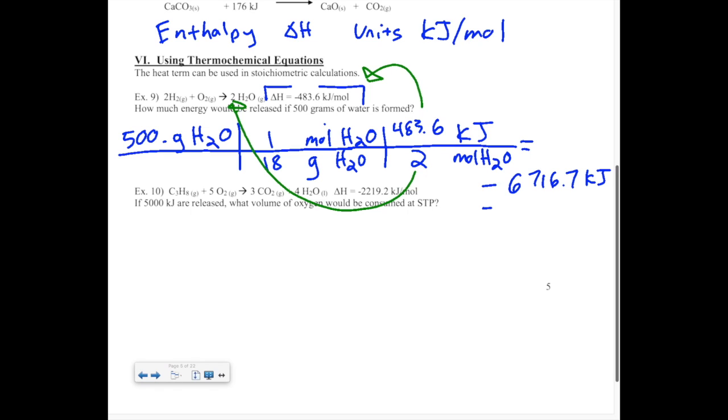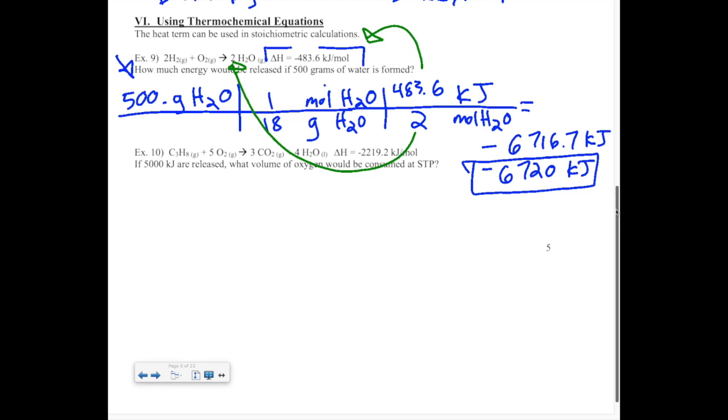Let's go ahead and approximate this answer to 3 sig figs, since we had 3 sig figs at the beginning. So that's going to be 6720 kilojoules. All right, so that's my final answer. I write on my test, yay, I got 100. Okay, so let's go down to the next question.